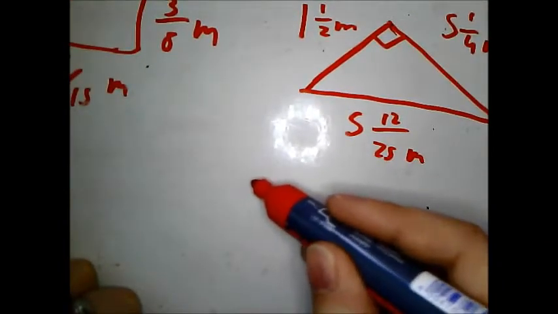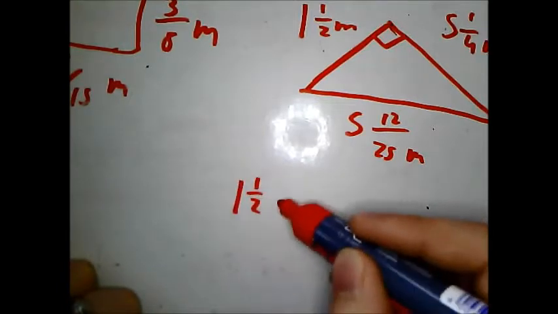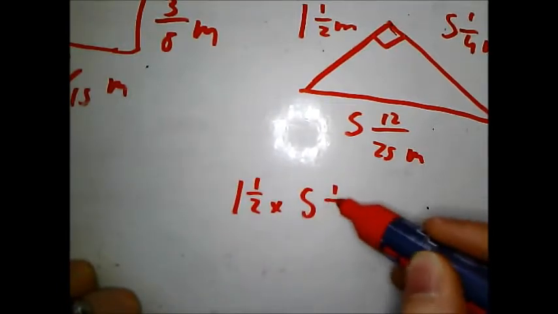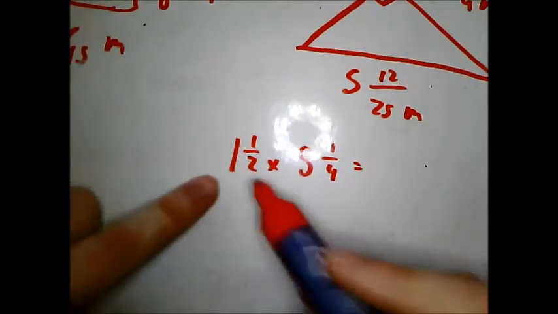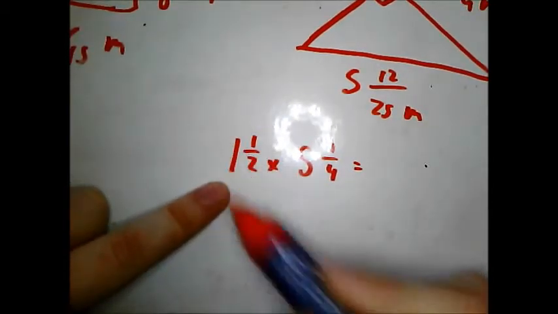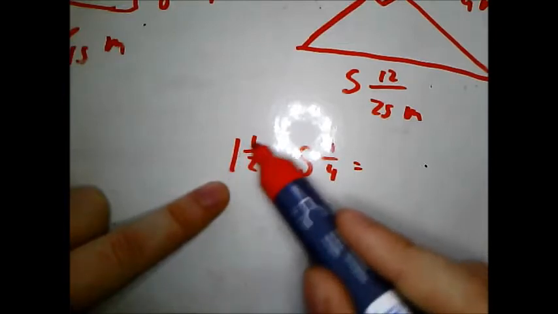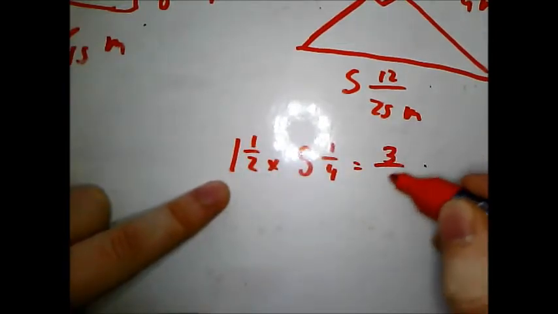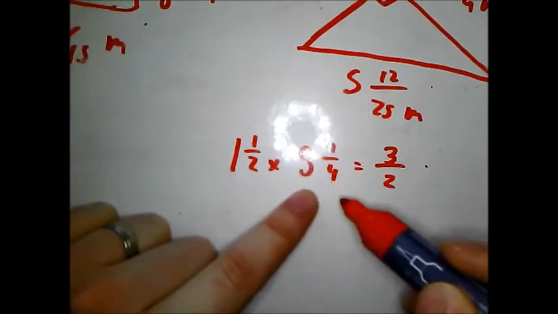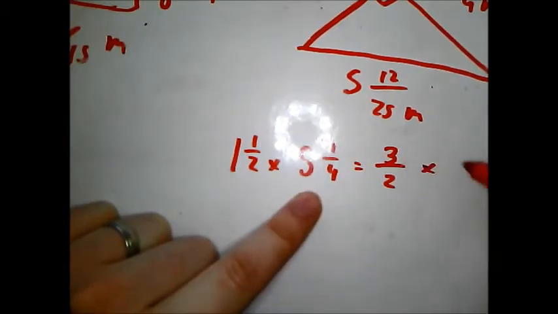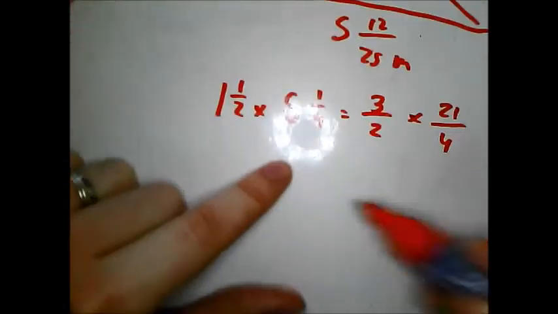So first I'm going to work out the length times the width. So that's 1 1/2 times 5 1/4. Okay, so let's turn these into improper fractions. So each whole splits into 2, so that's going to be 2 pieces, plus the 1, so that's going to be 3/2. And each whole splits into 4 pieces, so that's going to be 5 lots of 4 is 20, plus the 1, 21/4.